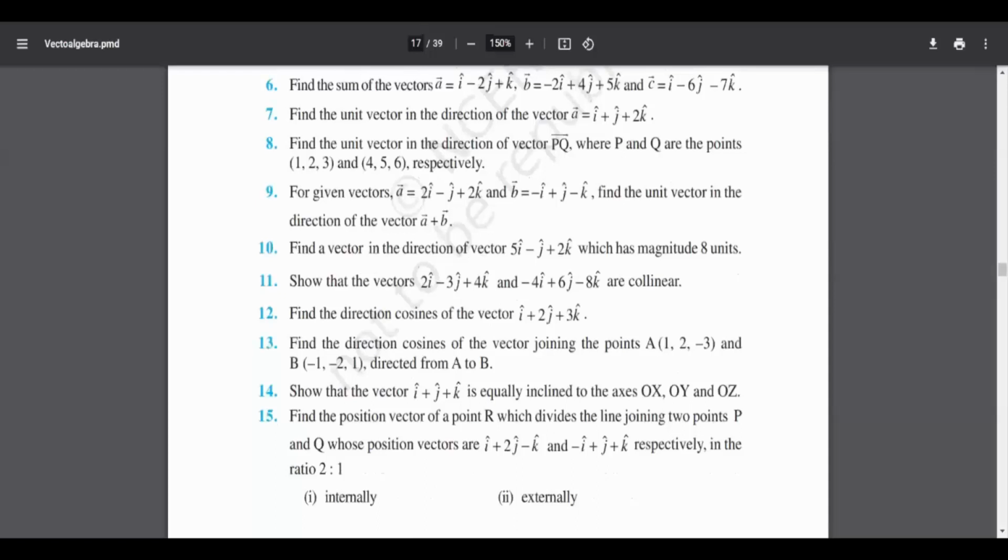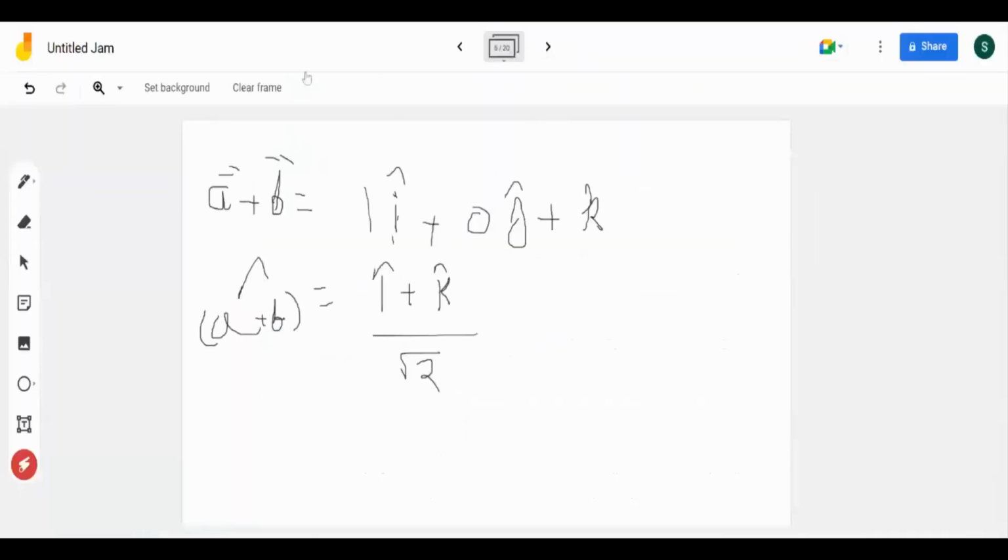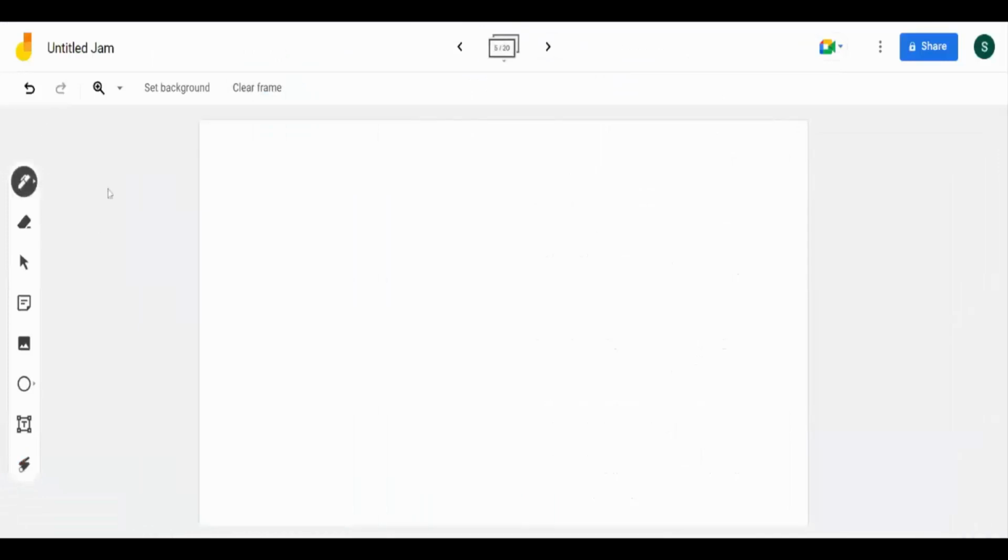Okay, now given is: find the vector in the direction of this vector with magnitude 8. So what we need to do is first find out its unit vector, that will give me the direction, then multiply it by 8. First find the unit vector that will give me the direction. So the vector is 5i minus j plus 2k. This is the vector.